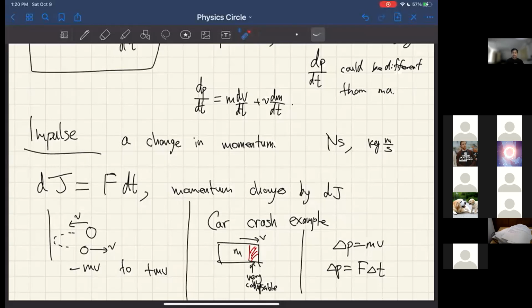So would impulse be m delta v? Well, sure. I mean, if the mass of the system is not changing, but generally it's better to think of it as a change in momentum. Like that's the best way I think about it.